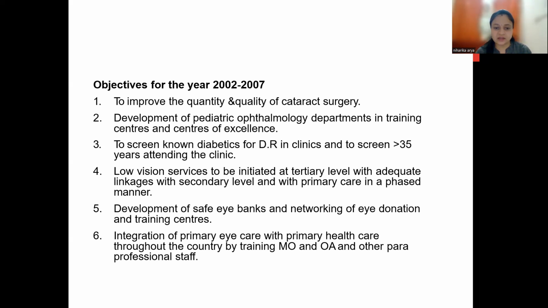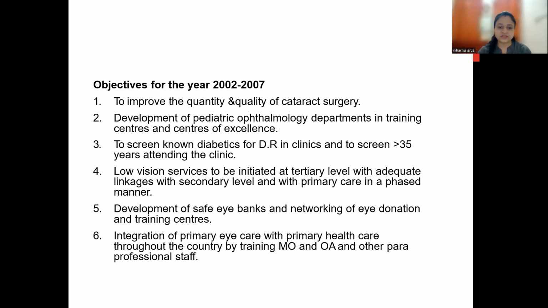This means to screen the known diabetics for diabetic retinopathy in clinics, those who are newly diagnosed, and to screen if there is a history of more than 35 years of diabetes. So, screen those diabetics who are newly diagnosed or who have a known case of diabetes of more than 35 years.